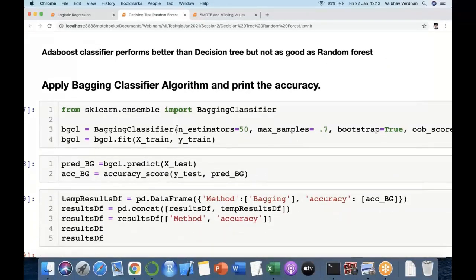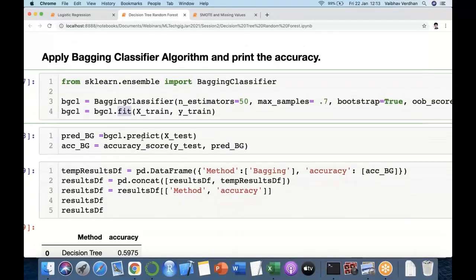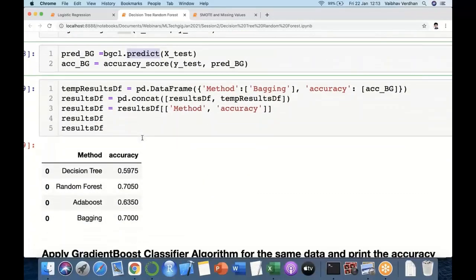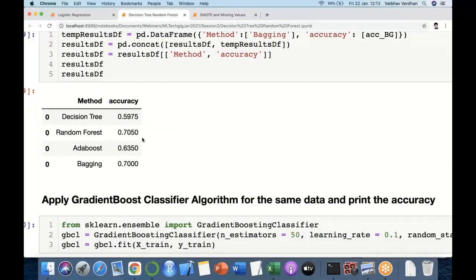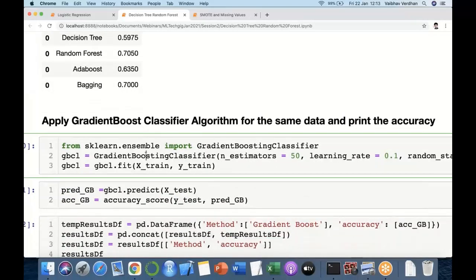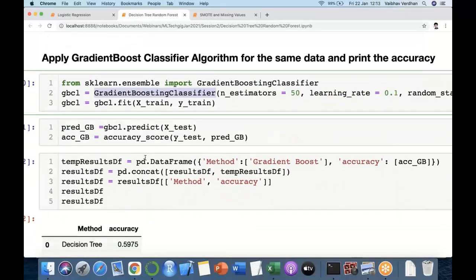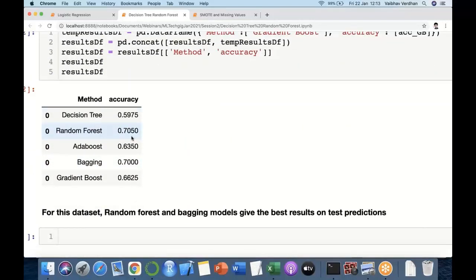And the process is simple. You divide into train and test, you fit on the training data, you predict on the testing data, you build your confusion matrices, and you assess how good or how bad your algorithm is. Okay, this is my gradient boosting classifier, and again I'm testing. So these are the respective accuracies of the models.